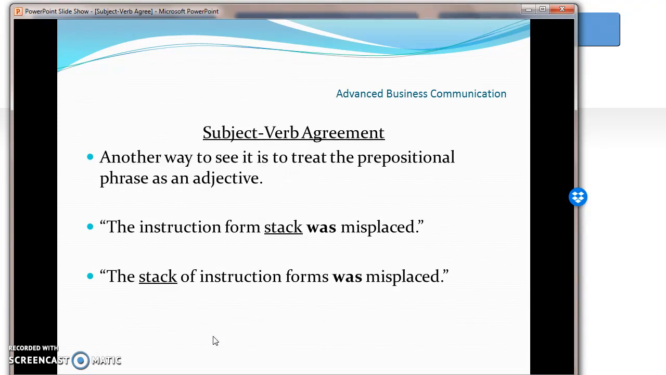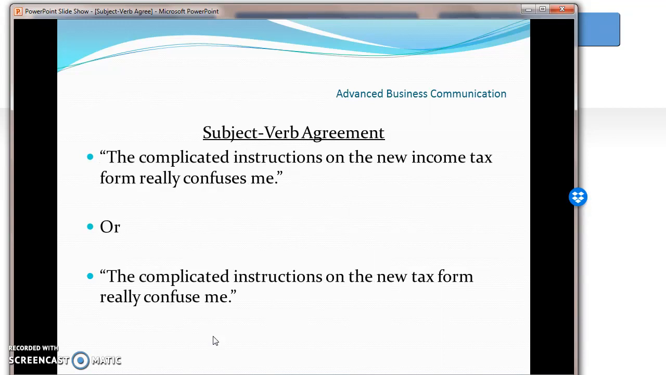Okay? Another way to see it is to treat the prepositional phrase as an adjective, okay? So instead of saying the stack of instruction forms was misplaced, you could say, and it would be equally valid, the instruction form stack was misplaced. Do y'all see how that's just another way of writing the same sentence? And when you say it that way, I think the subject-verb agreement is maybe a little bit more clear. The instruction form stack was misplaced. The stack of instruction forms was misplaced. Y'all see that same sentence? You're just moving around that modifying phrase to a different position.